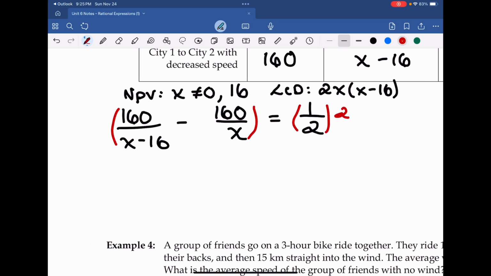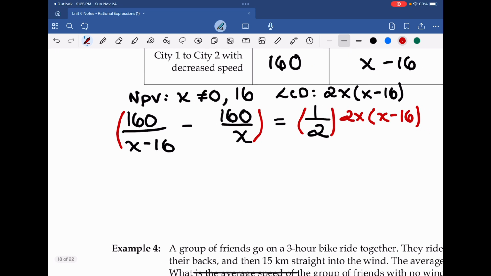We surround our left, surround our right, and multiply it by the LCD, 2x times x minus 16. We're going to go 2x times x minus 16 on our left-hand side. We're going to distribute these terms to all of the unique terms. So we're going to go 2x times x minus 16 times 160 over x minus 16. That's going to make it 2x times 160, which is the same as 320x, minus, we multiply 2x and x minus 16 into our next term.